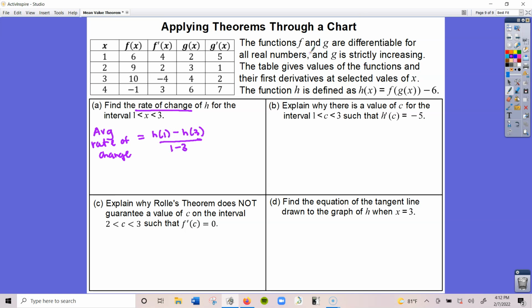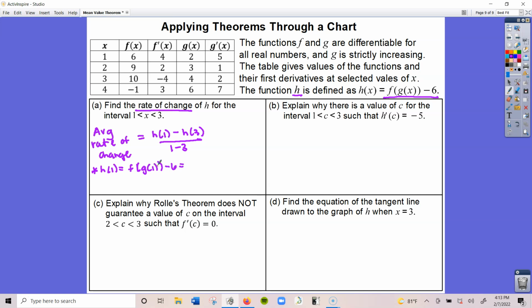Now we are told here that f and g are differentiable and g is strictly increasing. The table gives values of the functions and their first derivatives at selected values of x. But here we're asked about h, and it tells you here that the function h is defined to be f of g of x minus 6. So in order to find these values, I first need h of 1, which is, I'm going to plug in 1 into the equation, f of g of 1 minus 6.